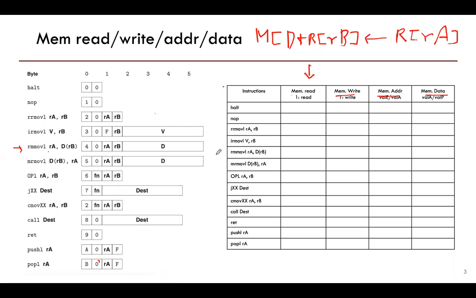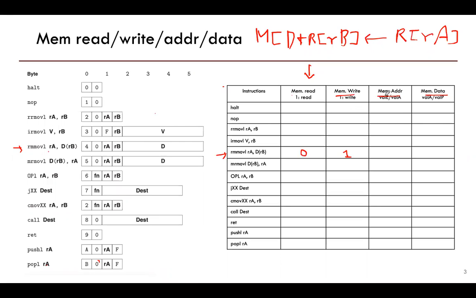So since we are practicing with the RM move instruction, for the memory read signal, what we are doing is writing some data to the memory, not reading something. So it will be 0. Okay, and then since we write something to the memory, the write signal should be 1.